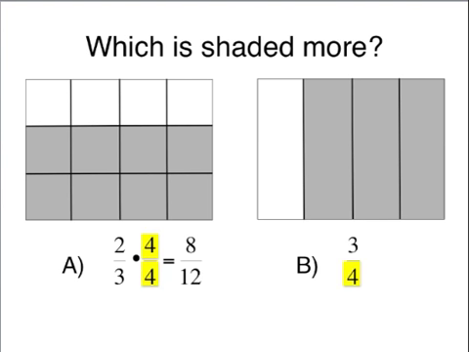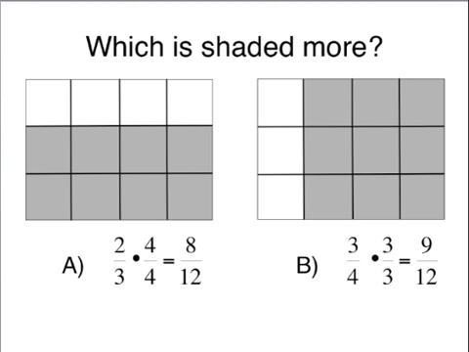Because rectangle B was divided into fourths. B had 3/4 shaded. I drew lines to multiply the number of regions by 3. Why 3? Well, because rectangle A was divided into thirds. Now we can compare 8/12 versus 9/12, and we are sure that B had more of its area shaded.